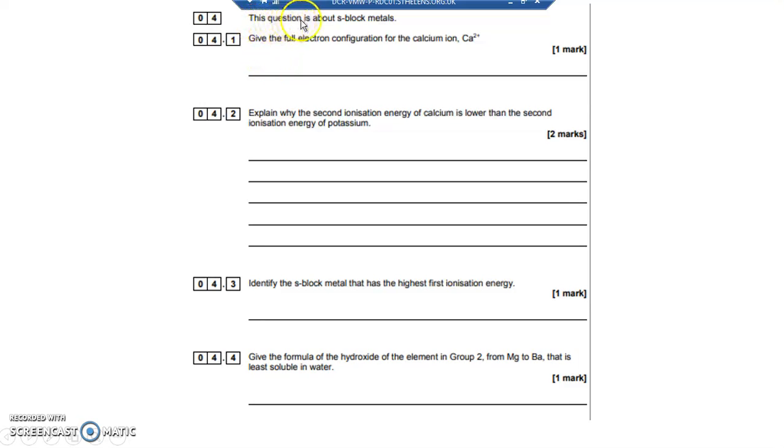Question 4. This question is about S-block metals, so that's metals in group 1 or group 2. Give the full electronic configuration for the calcium ion Ca2+. Well, calcium has got an atomic number, or a proton number, of 20. So it's got 20 protons and 20 electrons. If it's 2+, it's lost 2 electrons, so it's got 18 electrons. It's lost its 4s electrons.